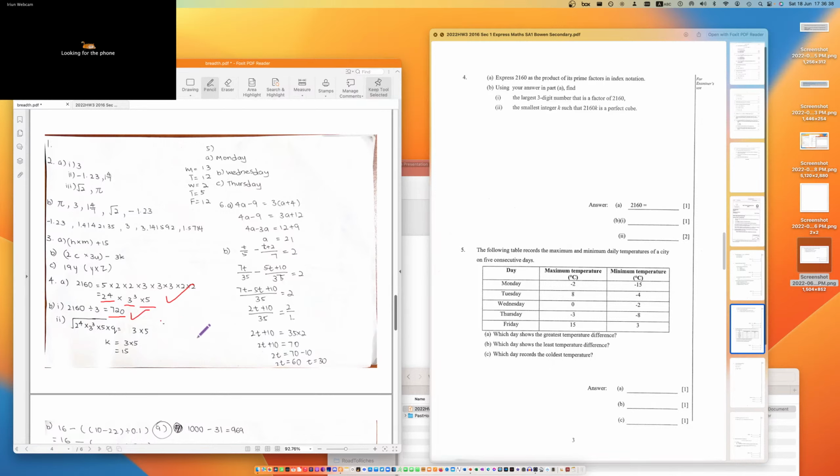Okay, now they ask for the smallest k such that this is a perfect cube. So it must be a perfect cube, which means it can be cube rooted. But you square rooted. That means your way of writing is already wrong. Perfect cube means there is a cube outside. So 2 to the power 4, and 3 squared. Cube rooted. I thought it's square rooted.